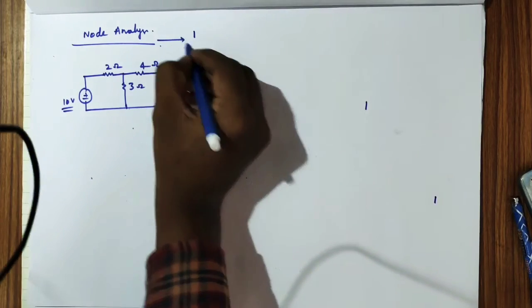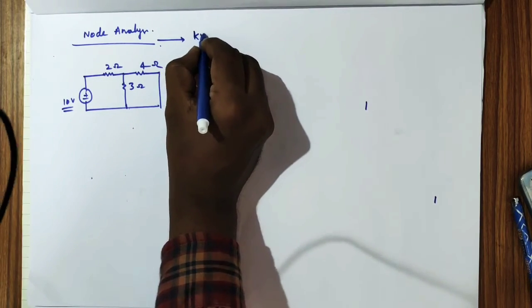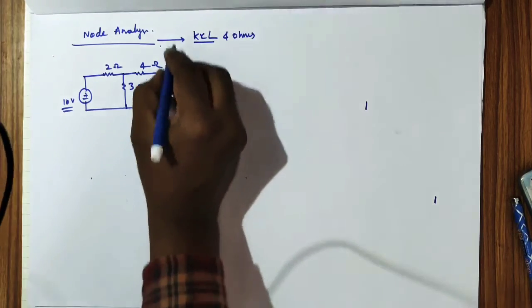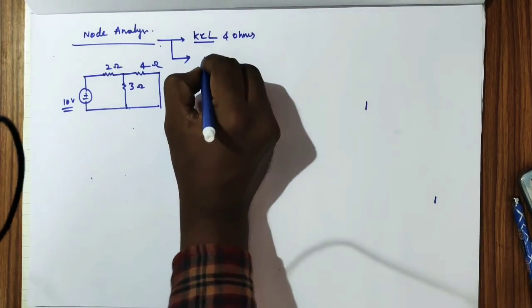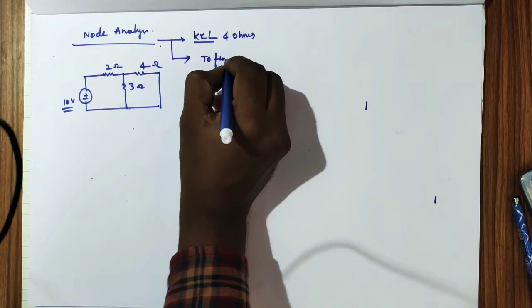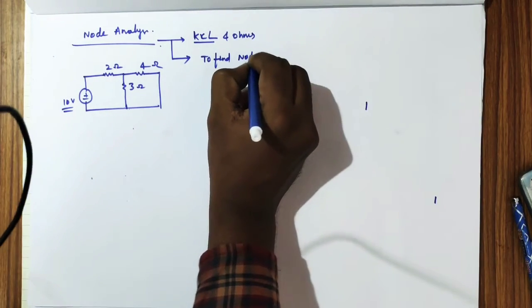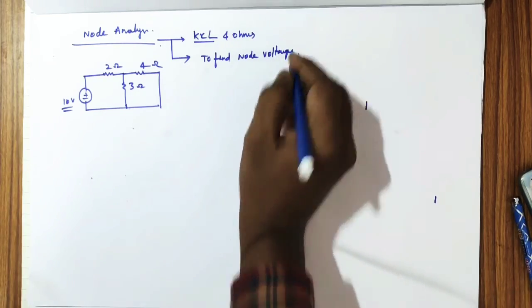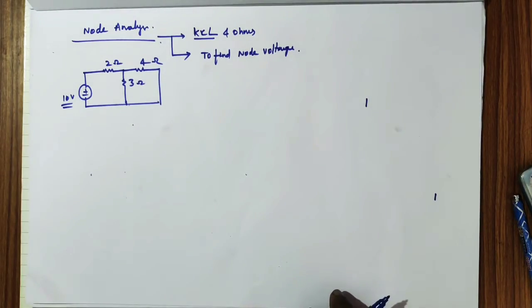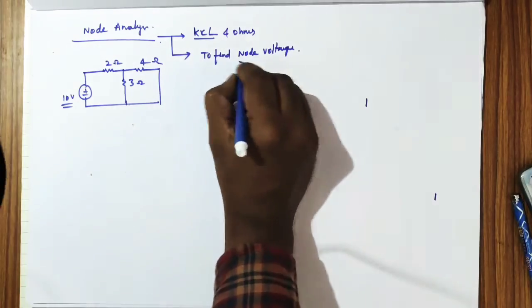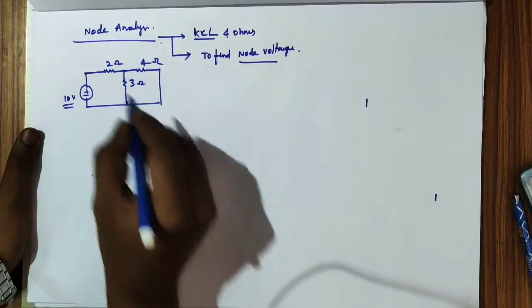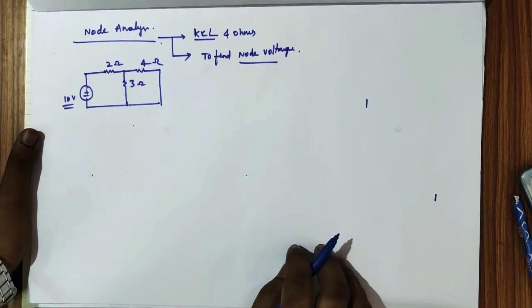Now the point is, what is nodal analysis? To do nodal analysis, we require Kirchhoff's current law and Ohm's law, and we do nodal analysis to find node voltages. So nodal analysis is to find node voltages. Now we will go to the circuit. What are the circuits we are having? How many nodes we are having?